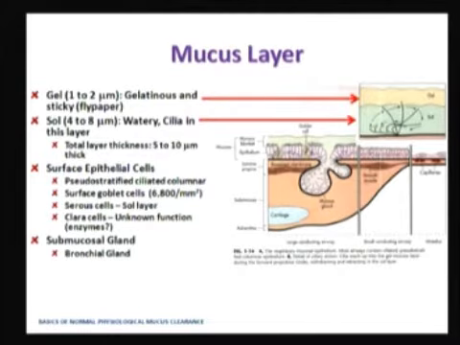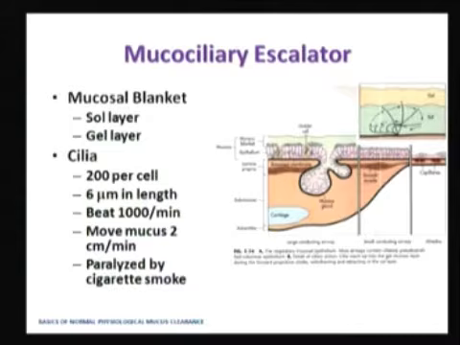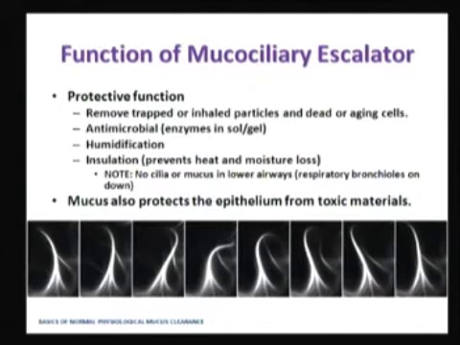Surface epithelial cells: we have many cells. Submucosal glands, bronchial glands found in the submucosa down to the terminal bronchiole, are innervated by sympathetic control and the vagus nerve, and provide the majority of mucus secretions. Their total volume is 40 times greater than the goblet cells. The mucociliary escalator is like a blanket. The cilia are well equipped to move the mucus 2 centimeters per minute. The protective function of the cilia, I know it's introductory, but I need it to explain our point of view.